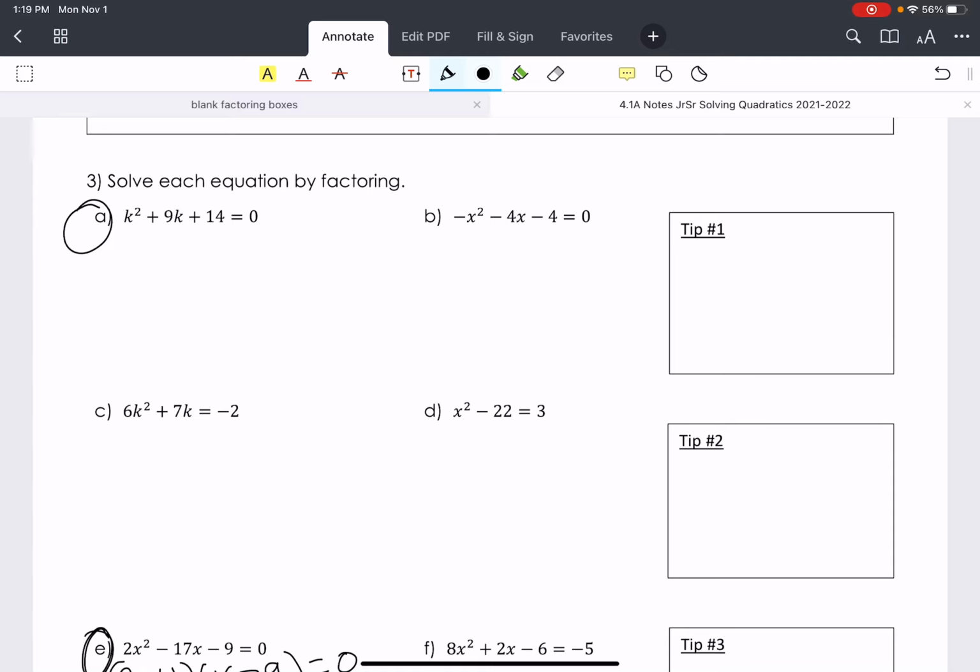So when we factor, for example on C, we just factor out like the 6k squared and the 7k, right? No. We're gonna talk about it, okay?